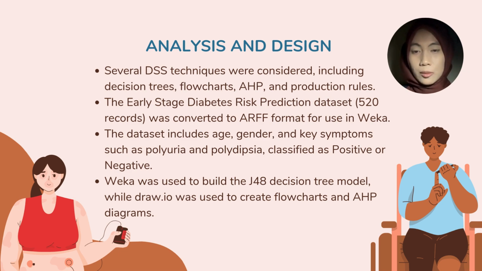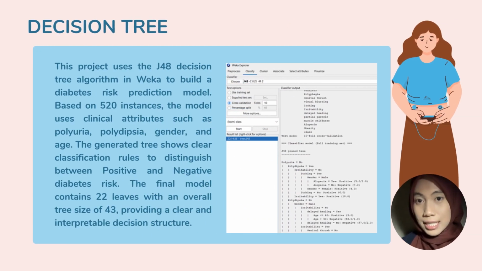In this phase, Weka was used to build the J48 decision tree model, while Draw.io was used to design supportive diagrams such as the flowchart and AHP model. This ensures that the decision-making process is structured and easy to follow, leading to the decision tree.